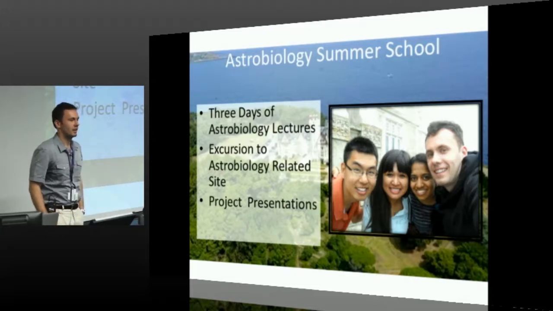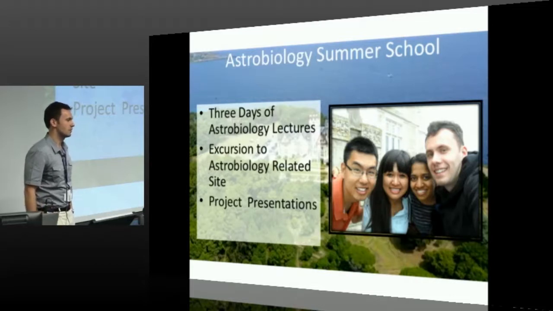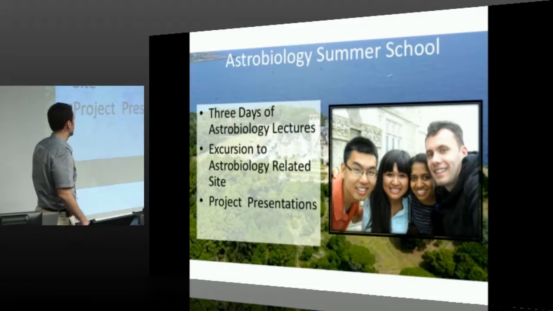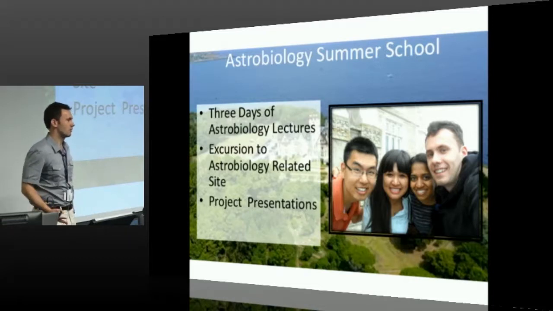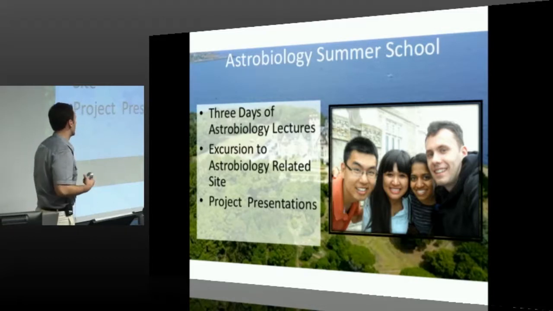You might have received emails about this if you're on the NASA Astrobiology Institute newsletter. Basically, it's held every year in Santander, Spain, and you get 3 days of astrobiology lectures, and then on the fourth day, we go out on an excursion to an astrobiology-related site. But we also have these projects that we work on throughout the week, and our project eventually progressed to something a little bit more that we continued working on after the astrobiology summer school.